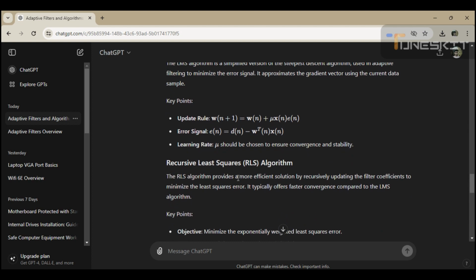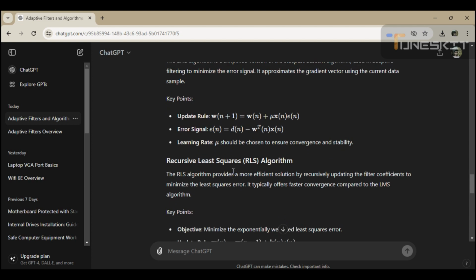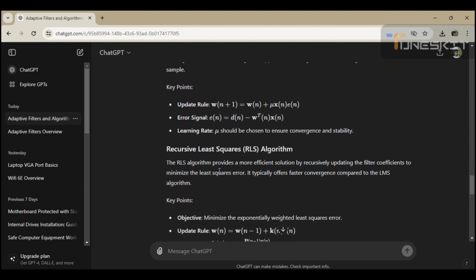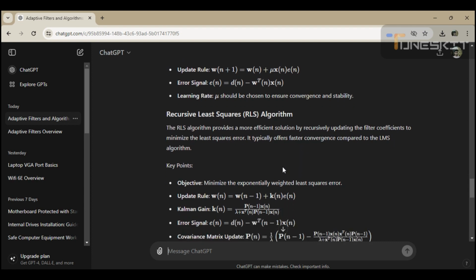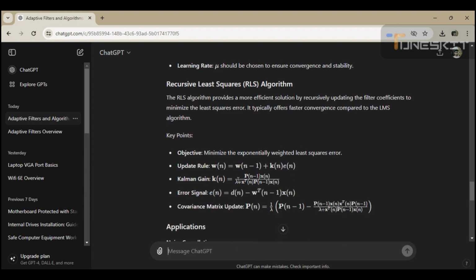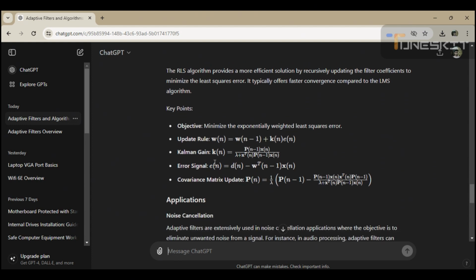The last algorithm is the recursive least square algorithm. It provides a more efficient solution by updating the filter coefficients to minimize the least square error. It typically offers faster convergence compared to the LMS algorithm. These are a few formulas of the recursive least square algorithm.